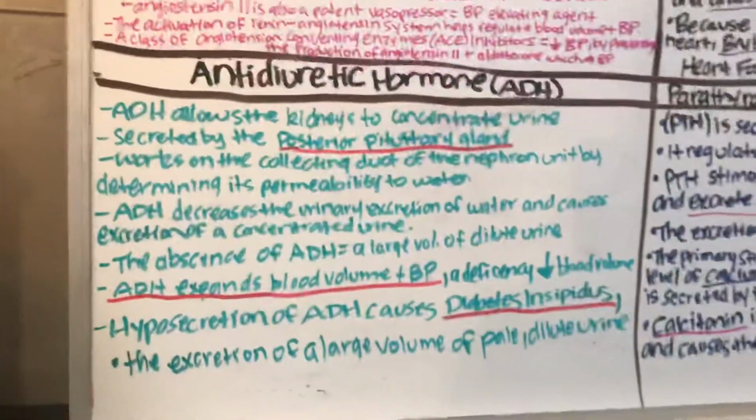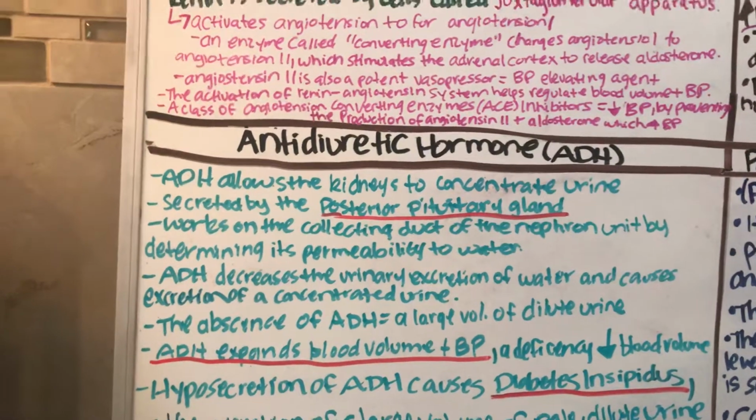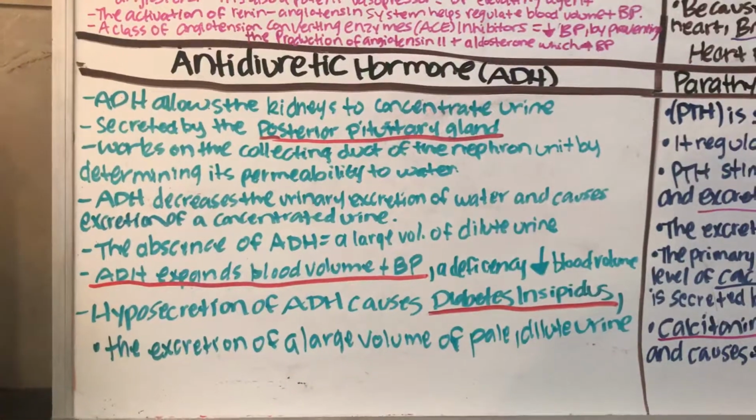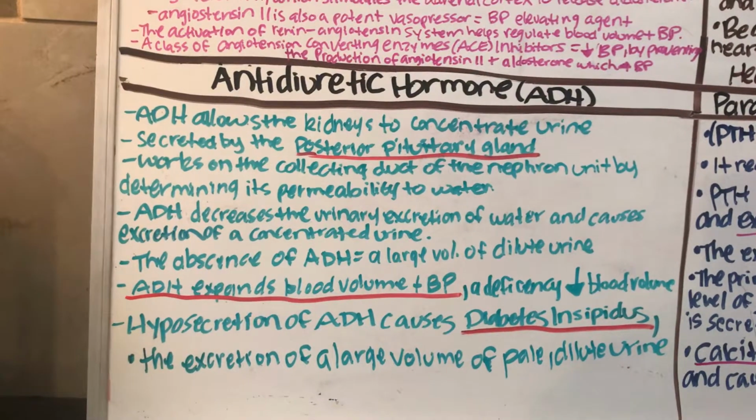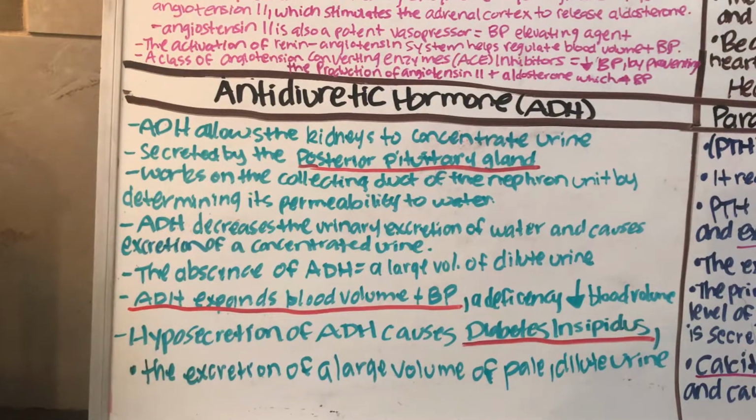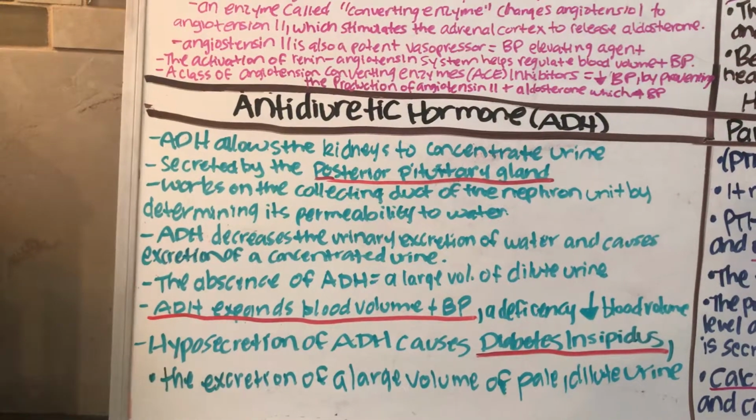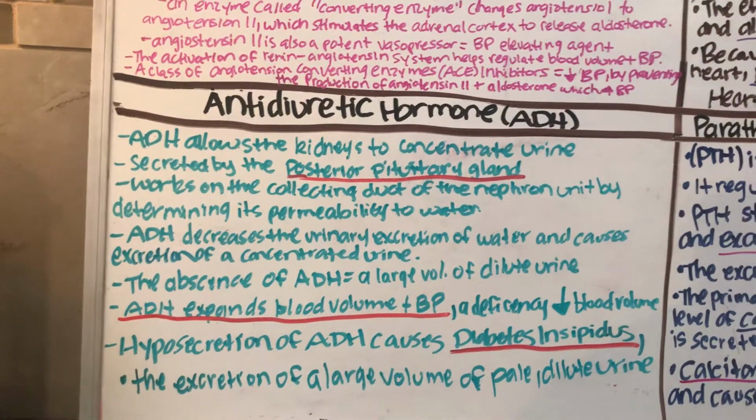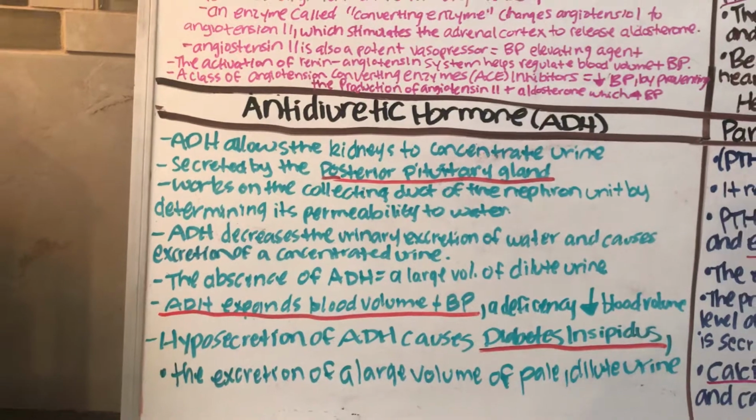Then you have your antidiuretic hormone, ADH. ADH allows the kidneys to concentrate urine. It's secreted by the posterior pituitary gland, and it works on the collecting duct of the nephron unit by determining its permeability to water. ADH decreases the urinary excretion of water and causes excretion of a concentrated urine.